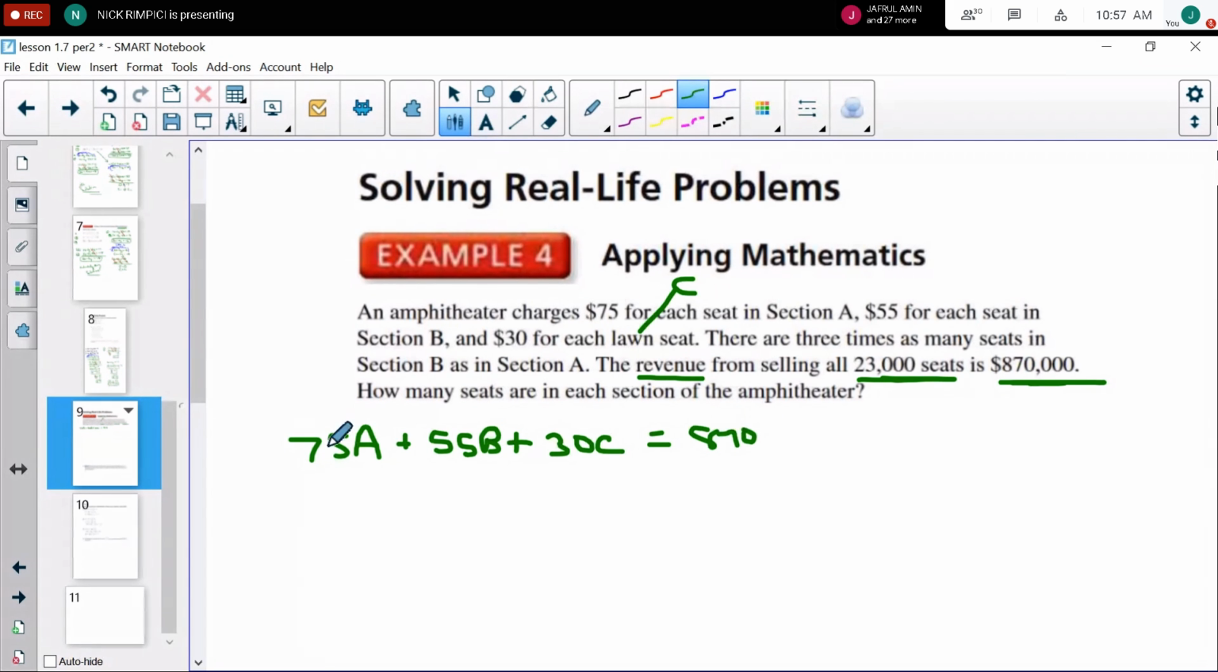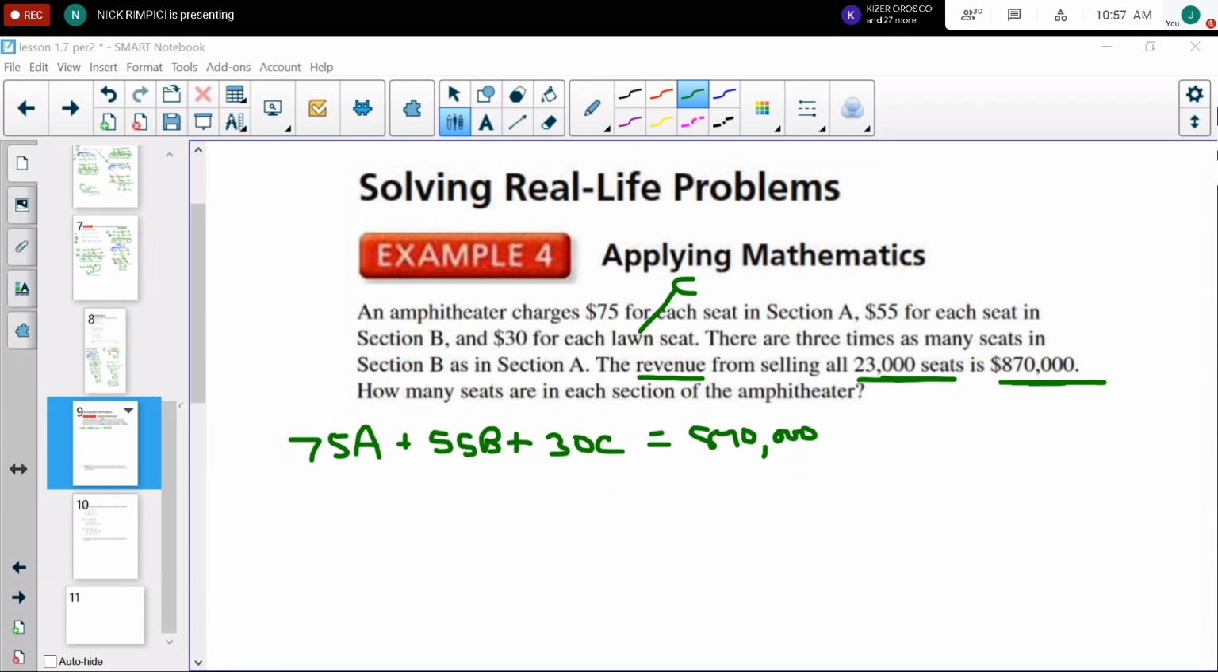If these are in terms of dollars, then the equals better be in terms of dollars as well. You have to be consistent. It's a money equation, so it should equal some amount of money. So I have my money equation written down. That's all I can do here. This is the amount of revenue we take in: 75 for A, 55 for B, 30 for C, and the total revenue, if you add the money from selling all the seats at these prices, is this amount of money. So that's the first thing.